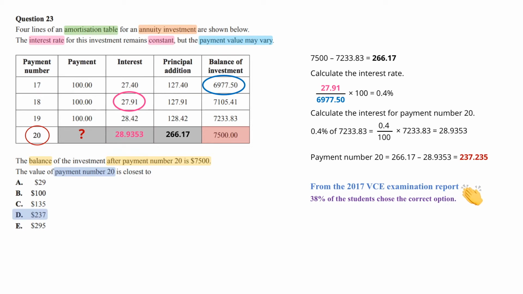From the 2017 VCAA examination report, 38% of the students chose the correct option, with 35% of students choosing the incorrect option B and 15% of the students choosing the incorrect option C.